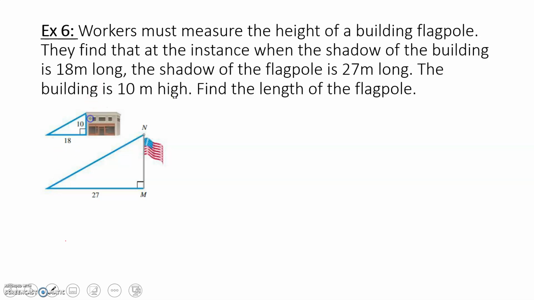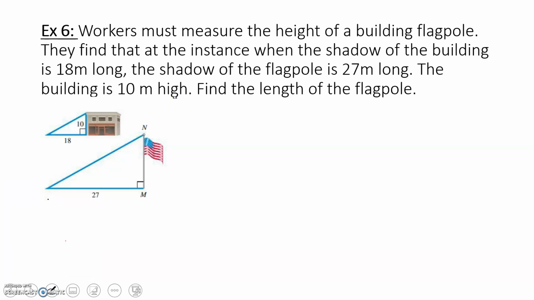So here's the first triangle that's created by the side of the building. This is the length of the shadow. And then this is just the hypotenuse that measures from the top of the building to the end of the shadow. So for the flagpole, one side is the length of the flagpole. The other side is the length of the shadow. And then this is just the hypotenuse that's formed from the top of the flagpole to the end of the shadow. So we have a set of similar triangles.